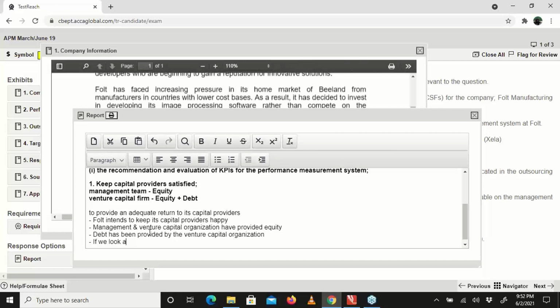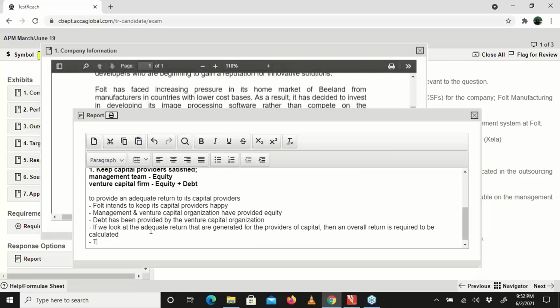So if we look at the adequate return that is generated for the providers of capital, then an overall return is required to be calculated. This can highly likely be the return on capital employed, the ROCE, because it will cover the return to all providers of finance, like the debt providers and the equity providers, that is all.